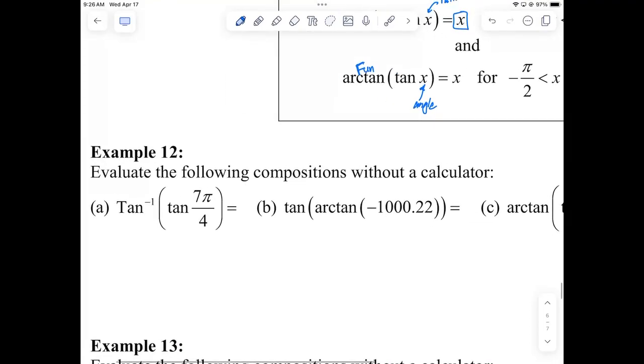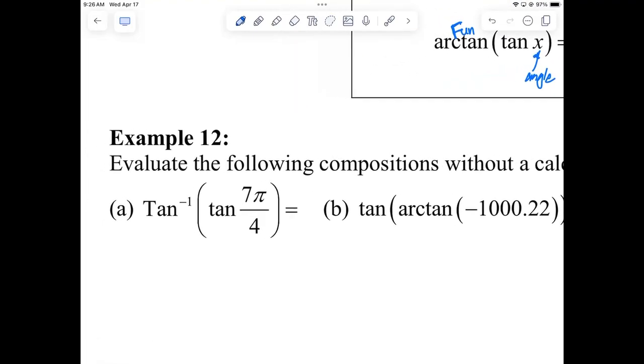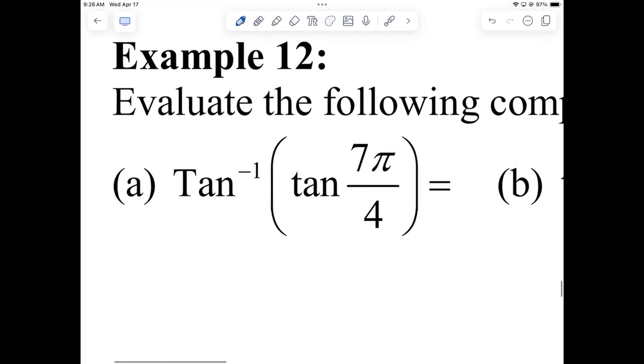All right, example 12. Evaluate the following compositions without a calculator. Oh no, without a calculator, what am I going to do without Minnesota by my side? Pray. Inverse tangent of tangent of 7 pi fourths. Why is this capitalized? It's just another way to impress upon you that we're talking about inverse tangent, the function with one output in the PVR and not the operation where you can have multiple.